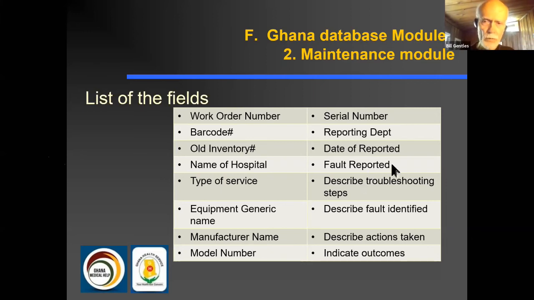And the users often will report a fault which is quite different from what you find out when you've done some troubleshooting. So the next field gives you an opportunity to describe some troubleshooting steps, and then the following field shows what the fault that you finally actually identified was, which could be completely different from the fault that was reported by the user. Then there's a field to describe the actions taken and the outcomes.